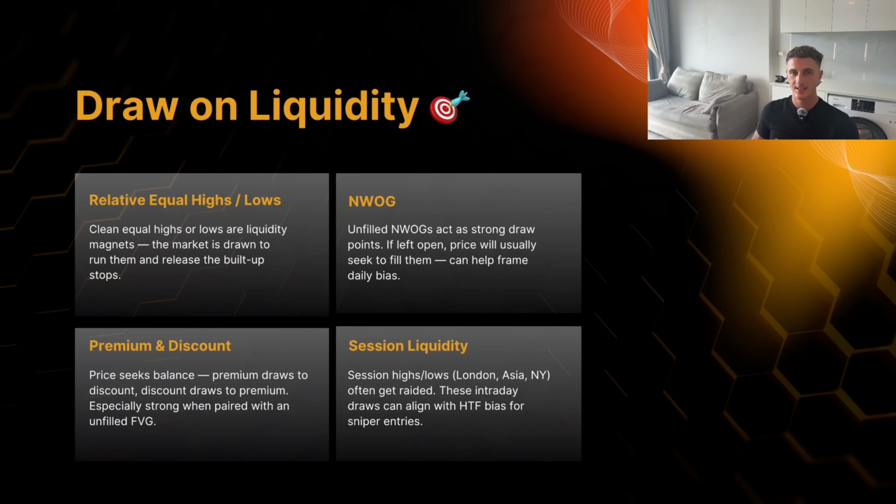Now, moving on to my next point, draw on liquidity plays a massive part with your daily bias also. I've listed out some key points that can act as a magnet on price and a draw on liquidity. So this will help you determine and build a framework around your daily bias, right? So if we have relatively equal highs or relatively equal lows, these are very strong liquidity magnets, right? Meaning that price wants to draw towards them.